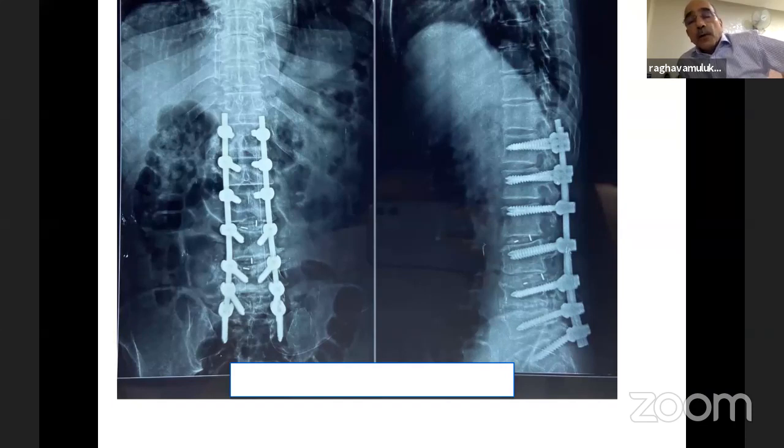In Korea, I saw in Daejeon 4 years ago at their national annual conference, they went on from ilium to occiput with these fixations. So adjacent segment, PJK, going up, up, up, up. So I think if some of the youngsters are listening to this webinar, please be careful.